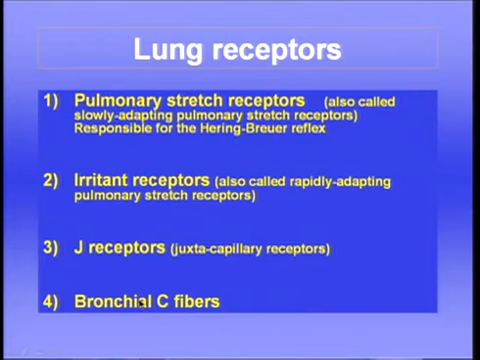Also, this may be true in patients with interstitial lung disease, where the collagen is laid down in the alveolar wall, and this may well, we're not certain, but we think probably this stimulates the J receptors, and those patients typically have very rapid shallow breathing. So that may be one of the ways in which the J receptors work. There are also the bronchial C fibers. These are apparently similar to the J receptors, except that they are supplied by the bronchial circulation. So those are the lung receptors.